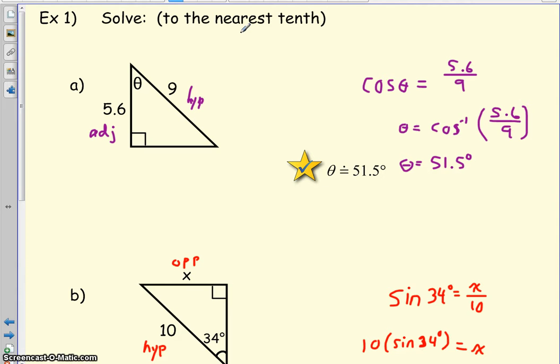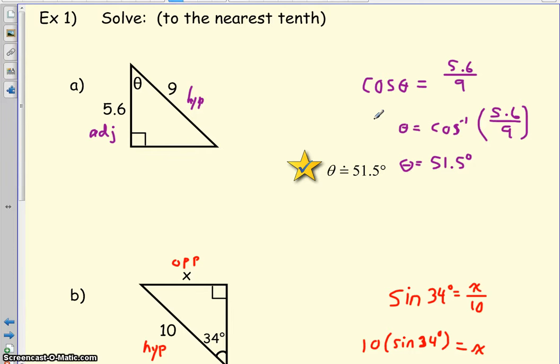So if you're looking for the angle here, the angle will be unknown, so you better know both sides. So which ratio has both adjacent and hypotenuse in it? It's going to be cosine. So you set it up, cosine theta is going to be equal to 5.6 divided by 9. And then all we need to do now is isolate for theta. So how do we isolate for theta here? How do we get theta by itself? Remember the operation we used last year when you're solving for an angle? It's going to be the inverse cosine.